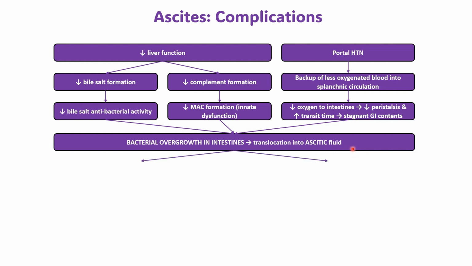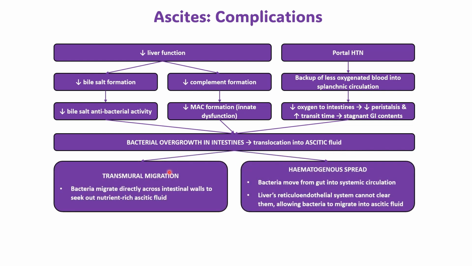And there's two ways in which they can do this. They can migrate transmurally, so they migrate directly across the intestinal walls to seek out the nutrient-rich ascitic fluid, or they can migrate via the blood, which is what hematogenous spread means. So the bacteria move from the gut into the systemic circulation. And because of the liver dysfunction, the liver's reticuloendothelial system cannot clear the bacteria, allowing them to migrate into the ascitic fluid.